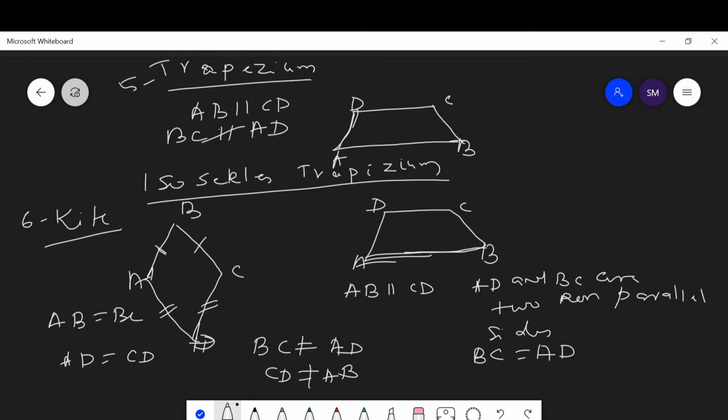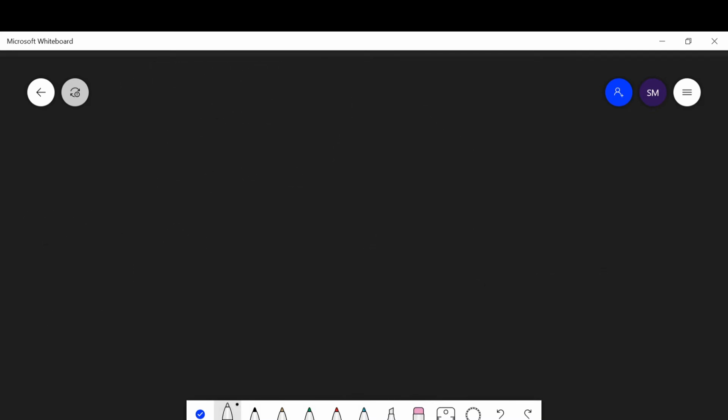Okay. Now let us discuss properties of parallelogram. What do the properties of a parallelogram say? First, students, please note down.